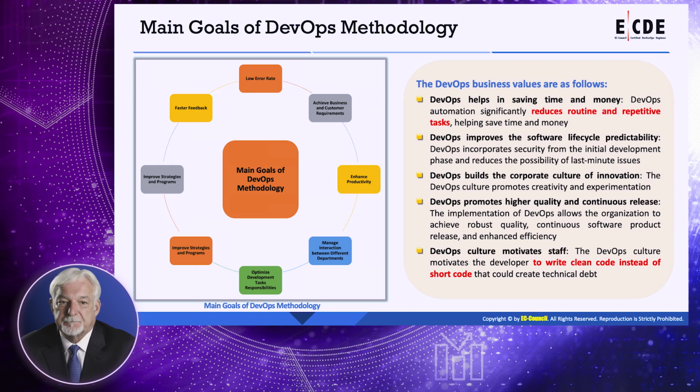So on the left, you can see the main goals: lower error rates with code, achieve the business and customer requirements very quickly. It enhances the productivity of all the teams, manages interaction between different departments and groups to provide this cohesive orchestration, if you will. It optimizes development tasks and responsibilities to cut down redundancy and to do quick assignments of what needs to be done. It improves strategies and programs. Where are we trying to take this? You can have a better visual lens on that with DevOps. It improves strategies and programs, and you are allowed a faster feedback with this type of methodology.